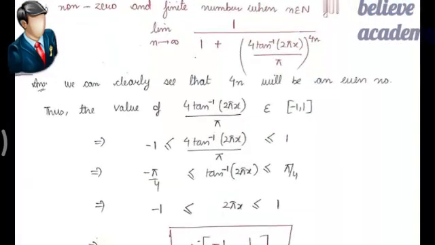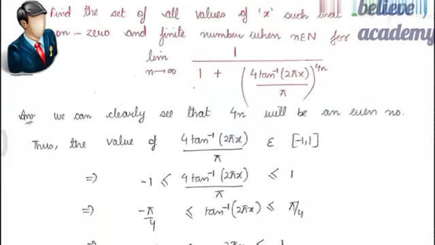The next question is a very important one. Okay, because this will teach you the logic of how to make the limit for the unknown functions to exist. Okay, so find the set of all values of x such that the function is non-zero and a finite number. So basically what I mean to say here is that this is some function which has been given to you, that is 1 by 1 plus something.